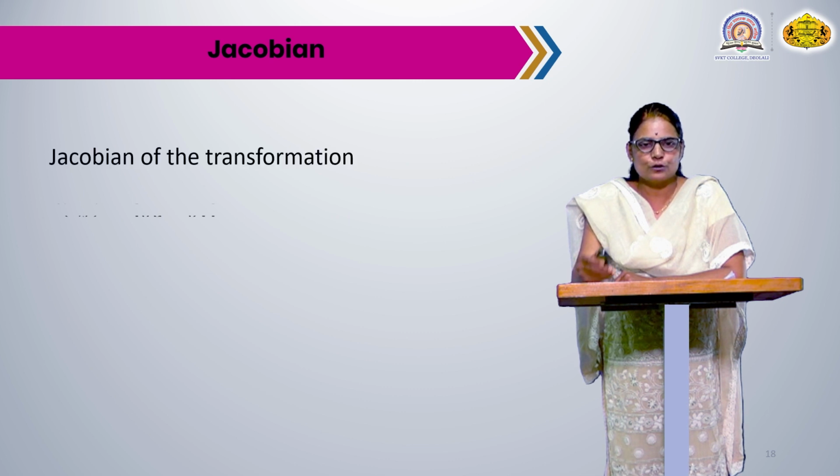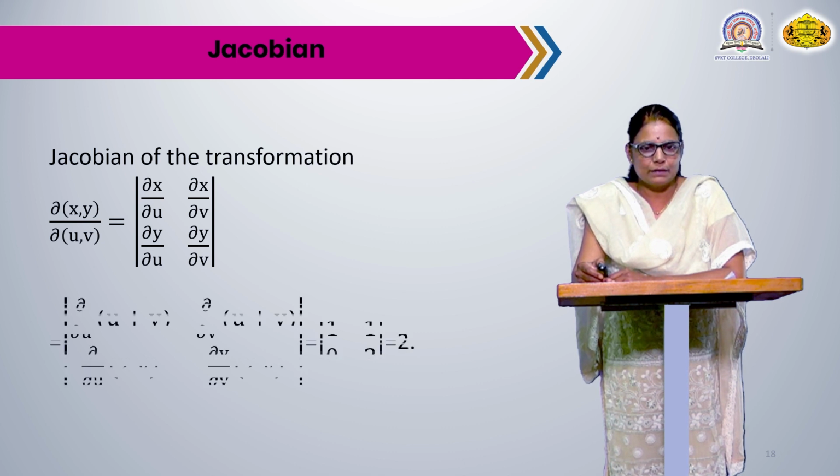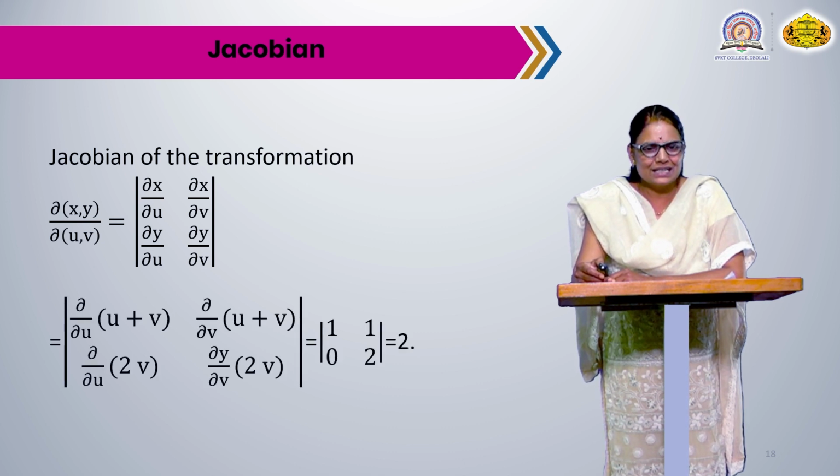To find the Jacobian, first we write its definition. The partial of (x, y) with respect to (u, v) is the determinant of the matrix whose first row is dx by du, dx by dv, and second row is dy by du, dy by dv. I replace directly here the values of x and y. Now evaluate: derivative of u plus v with respect to u is 1, and again derivative of u plus v with respect to v is 1.